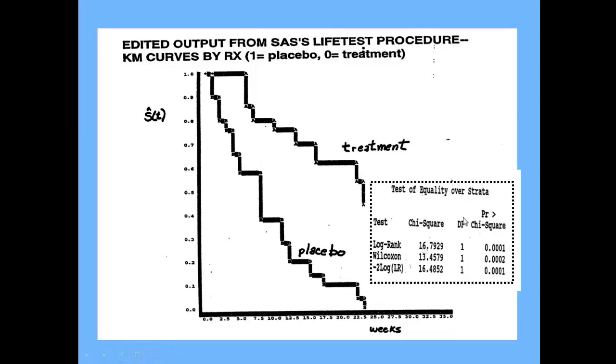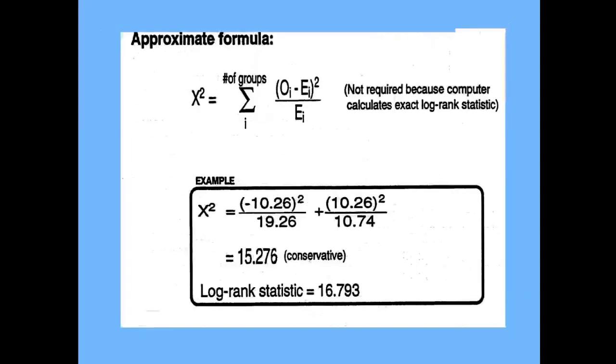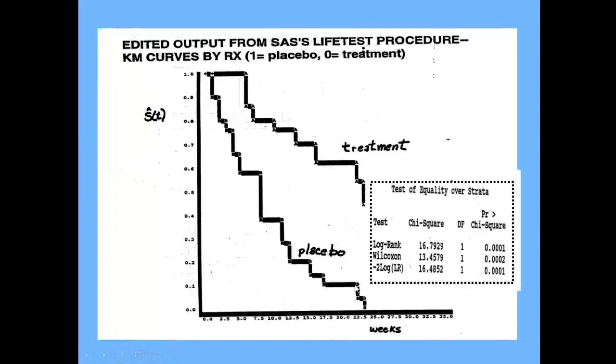But look down here, test of equality over strata. You see this log rank statistic? See where it says log rank? See that number, 16.7929? Well, did we see that before? There it is. 16.793 down here, right? There it is. That's the log rank test. And that number comes right directly from running the procedure LIFETEST. It's chi-square and it's significant. So there's a significant difference between these 2 curves.